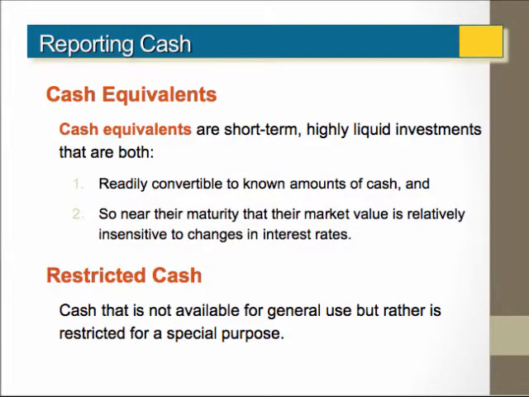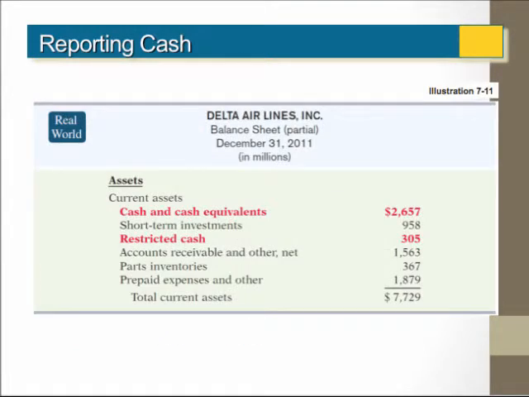In some cases, companies have made commitments on their cash where they cannot use it for general purposes. In these situations, we call the cash restricted. So here's an example for Delta Airlines of how they handle their cash. Cash and cash equivalents is the most liquid asset within the company and therefore listed first on their balance sheet. Note the third item in red, restricted cash, where there is cash within the company but it's been earmarked for a specific purpose.